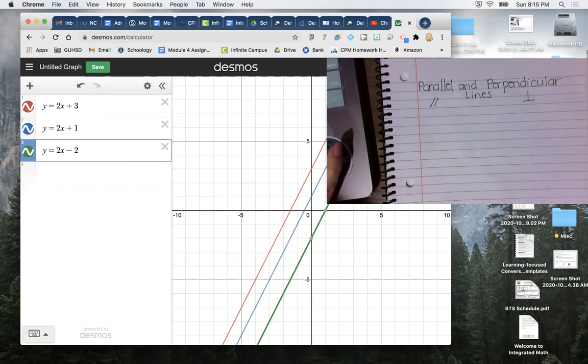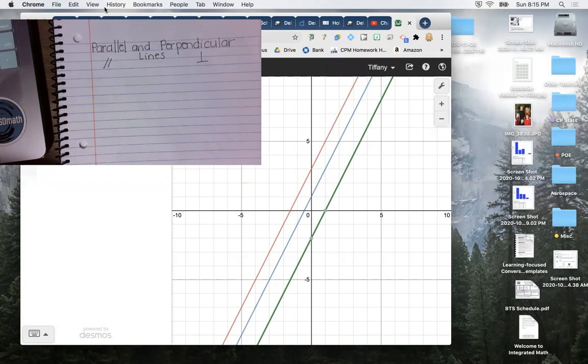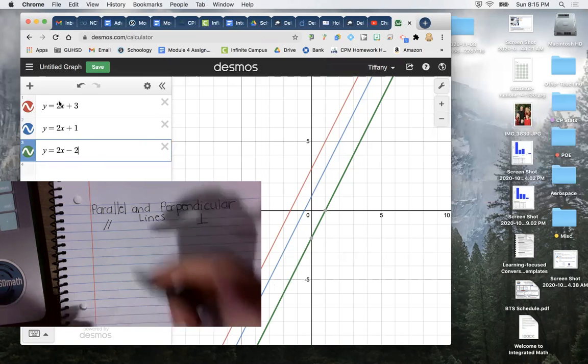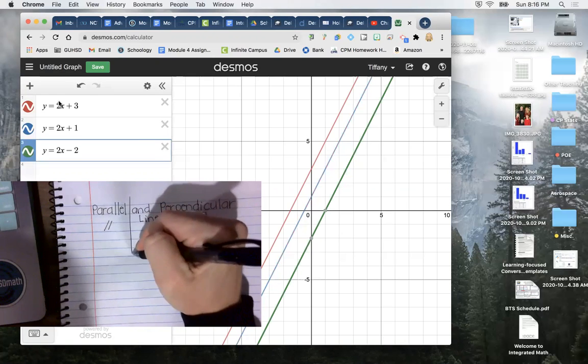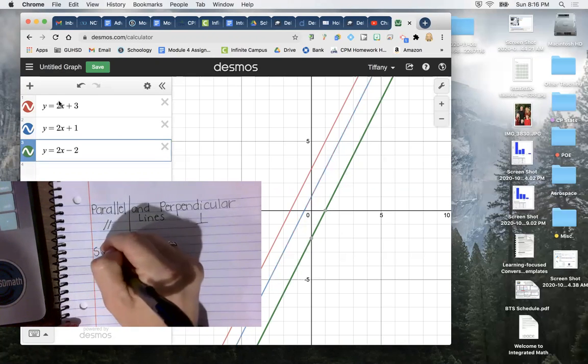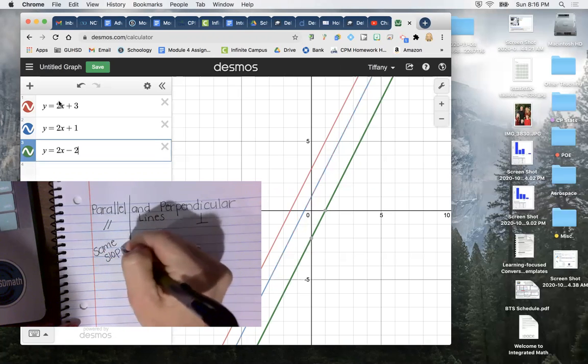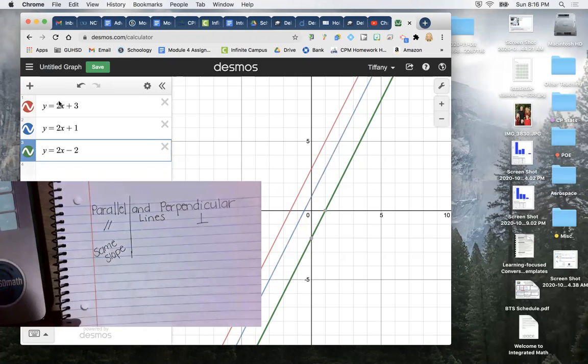So looking at these lines, let me move this screen out of here. Looking at these lines right here, you'll notice these three are parallel. They'll never intersect. So looking at the equations of those lines, the one thing that they have in common is their slope. Parallel lines never intersect because they have the same slope. Okay, so in this one, your slope is equal to 2 for every single one.